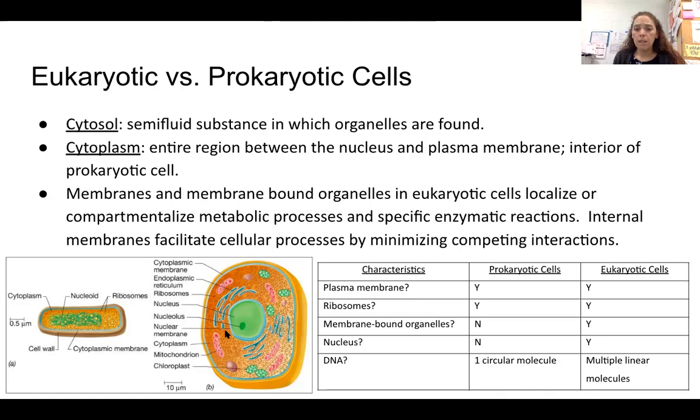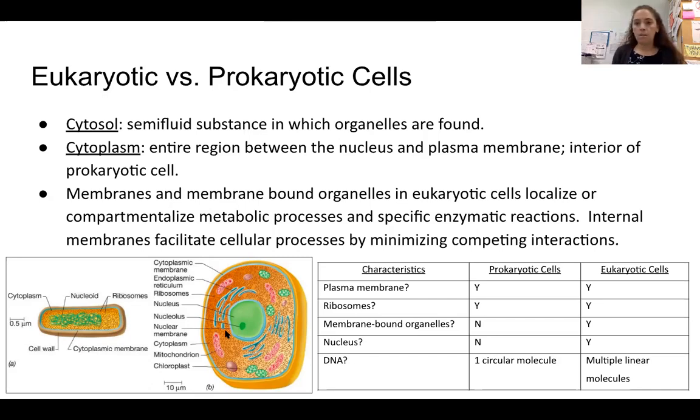Comparing our two types of cells, both types have a plasma membrane or a cell membrane, as well as ribosomes. The prokaryotic cells, however, do not have membrane-bound organelles, and they don't have a nucleus. The shape of their DNA is slightly different as well.